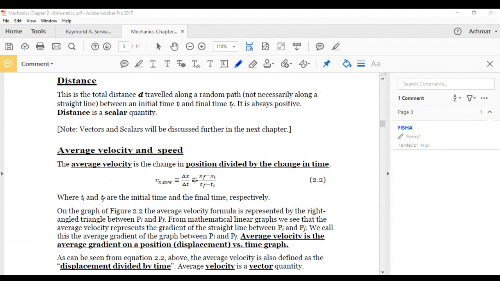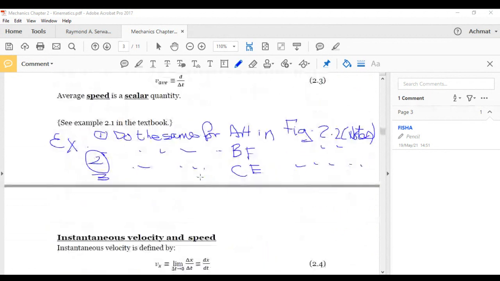And remember here, for average velocity, we picked 2 points on the graph and we drew a straight line between them and we found the gradient of that line. That's the average gradient or the average velocity between those 2 points on the graph.